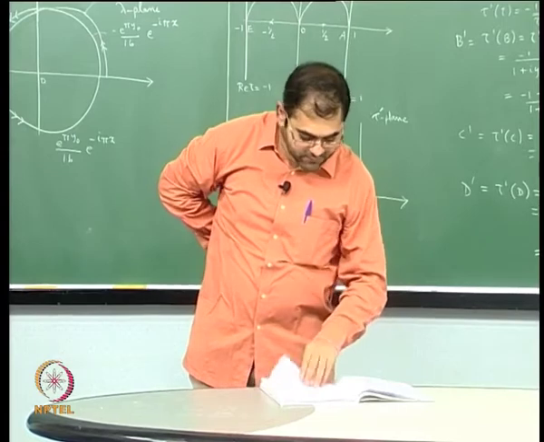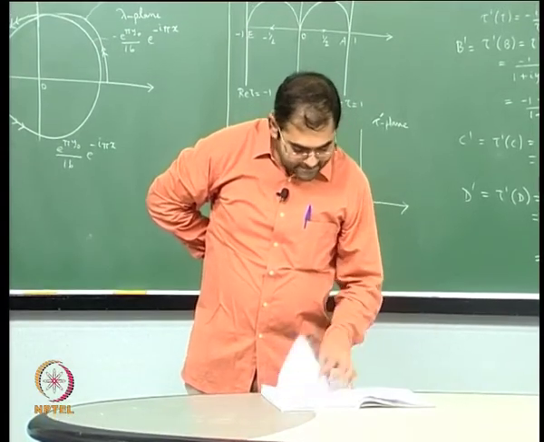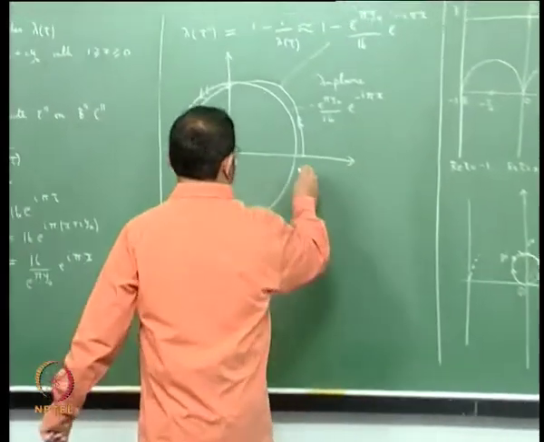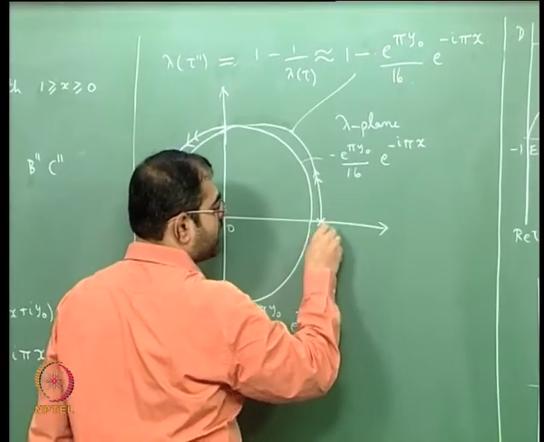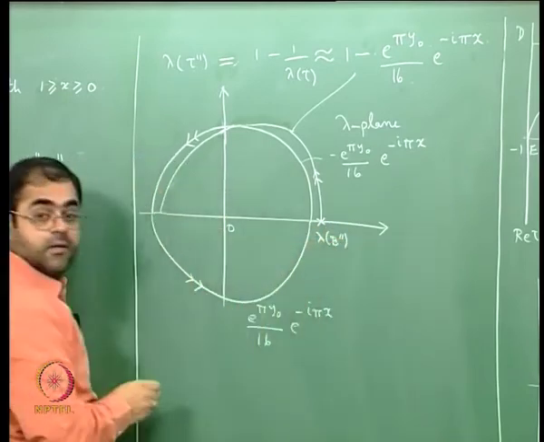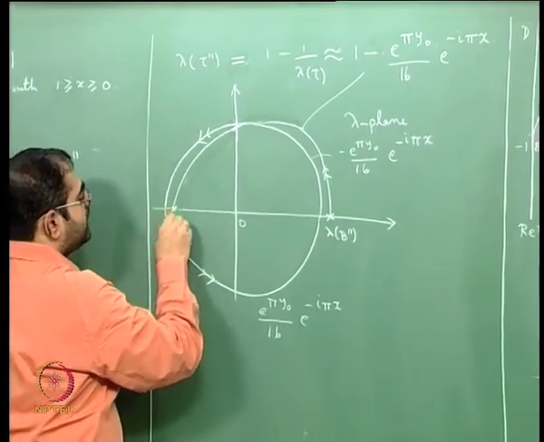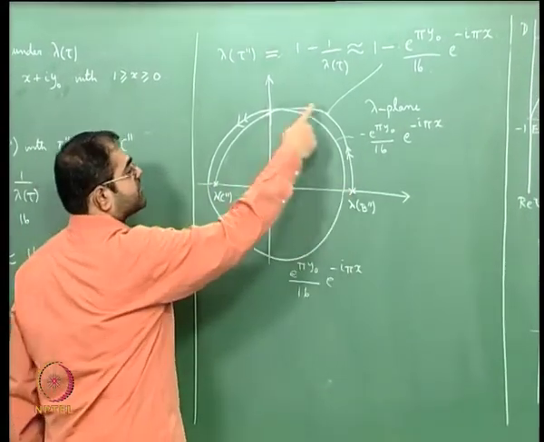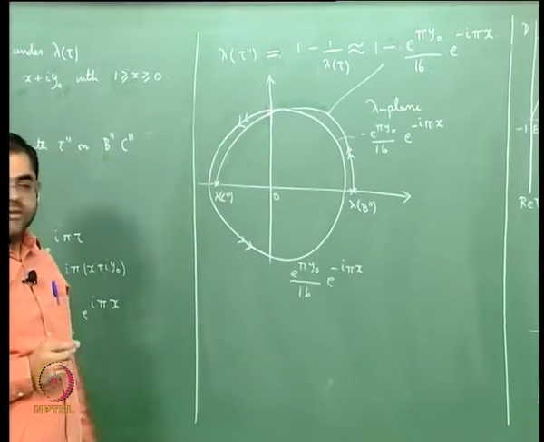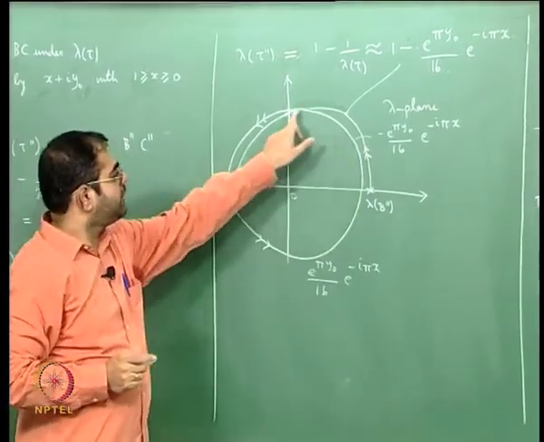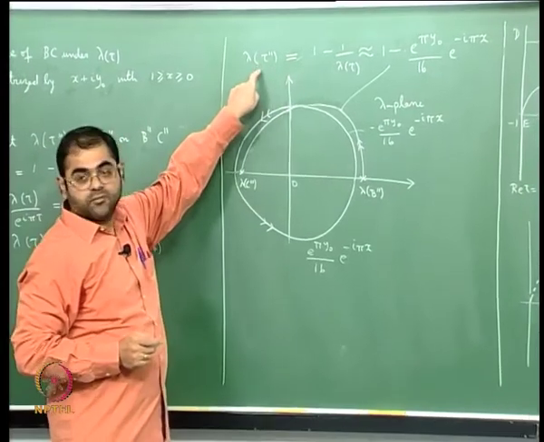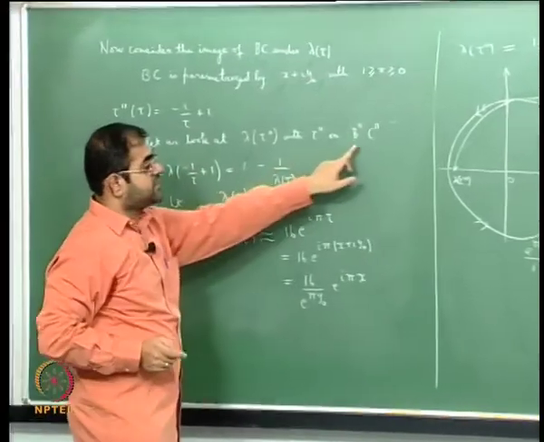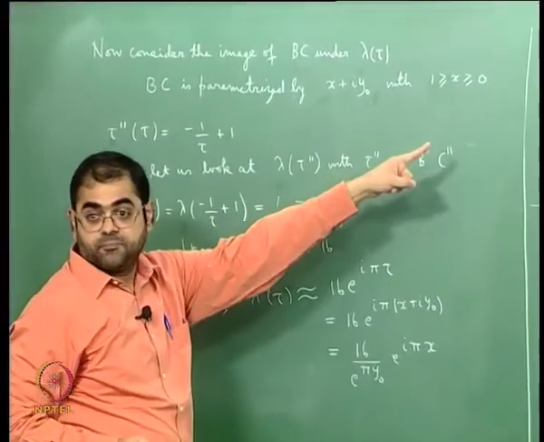So if one keeps track of this, I end up with that, which is correct. So this point will be lambda of b double prime, and this point will be lambda of c double prime. This is what I will get, and I will get this large semicircular arc, which will approximate the curve that I will get, which is the image of b double prime c double prime under lambda, alright.